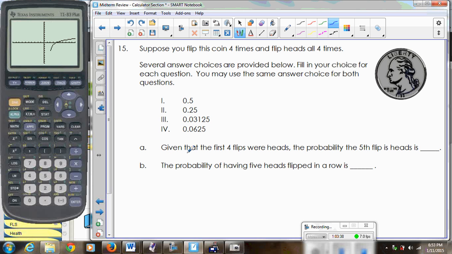So the first question says, given that the first 4 flips were heads, the probability that the 5th flip is heads is, well, if you think about it, the coin has no memory. I could flip 10 heads in a row. The chances of me hitting another head is still 50%.